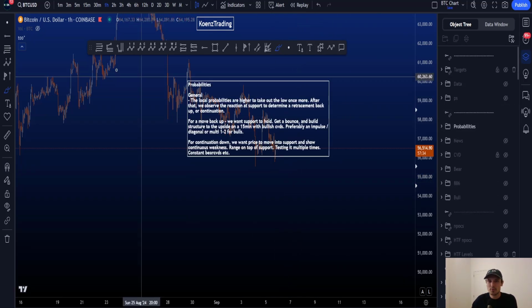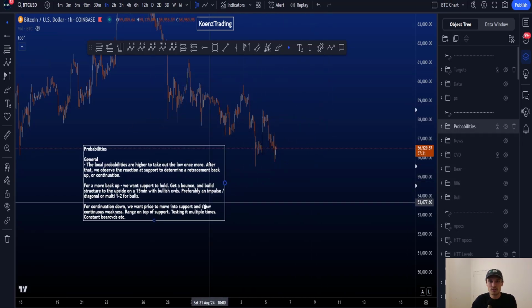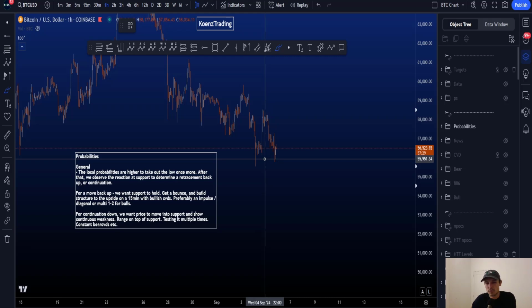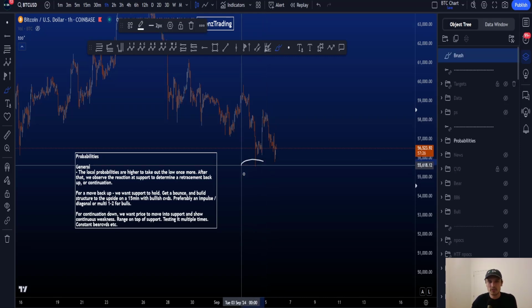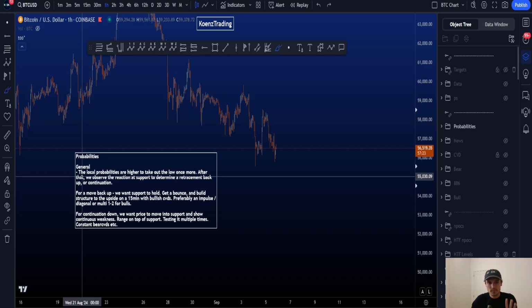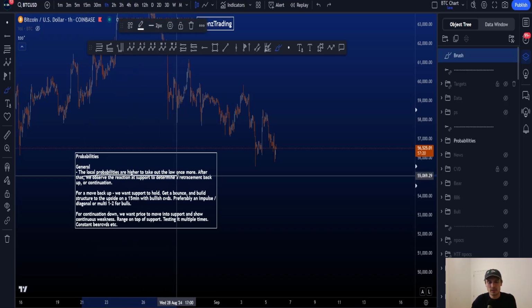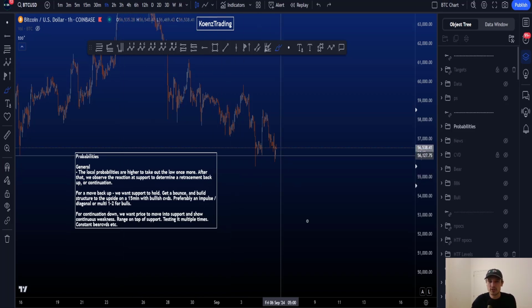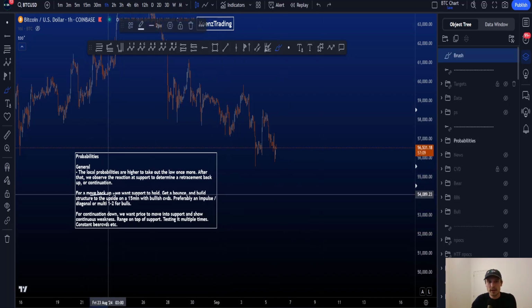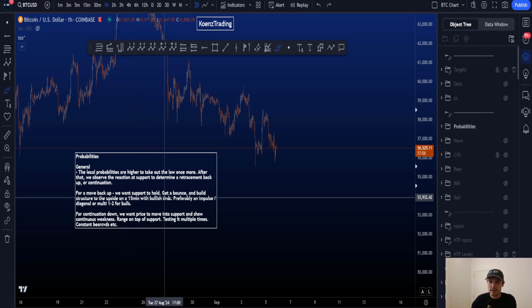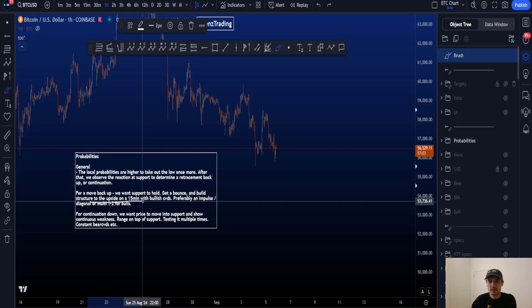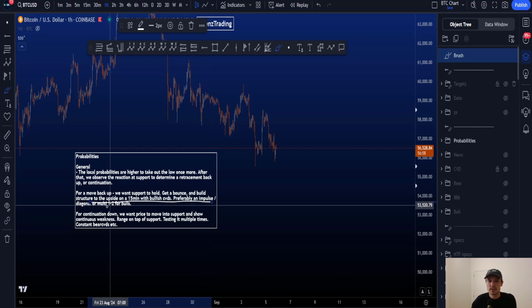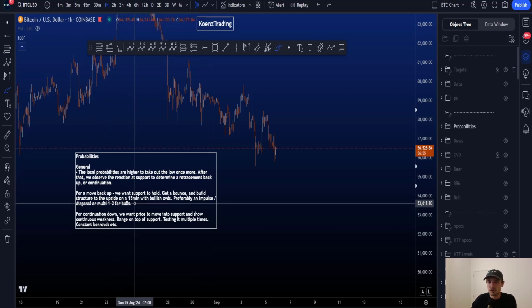If we then look at the probabilities of the different scenarios, then generally what we are looking for both in the bullish and the bearish scenario is for price to take out this low here. So I write the local probabilities are higher to take out the low once more. After that, we observe the reaction at support to determine a retracement back up or continuation to the downside. For a move back up, we want support to hold, get a bounce, and build a structure to the upside on a 15-minute time frame with bullish CVD divergences. Preferably what we're looking for is an impulse, a diagonal, or a multi-1-2 for the bulls.